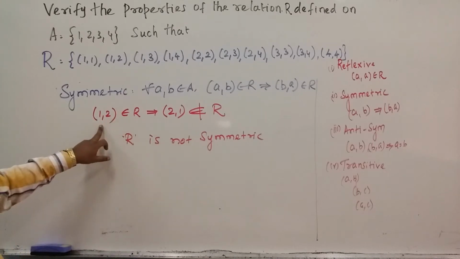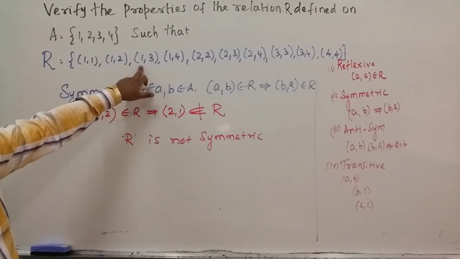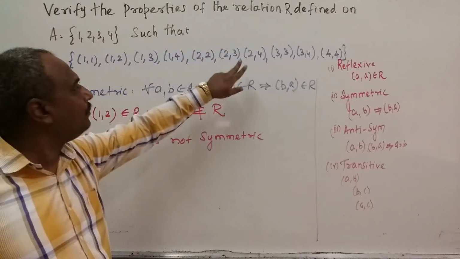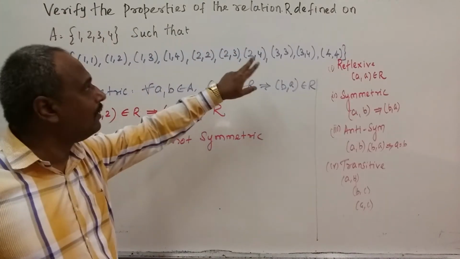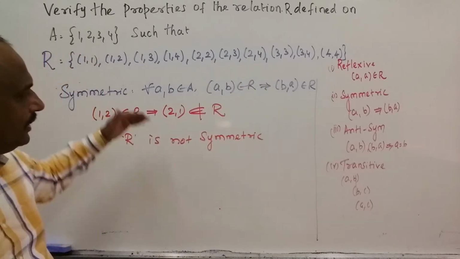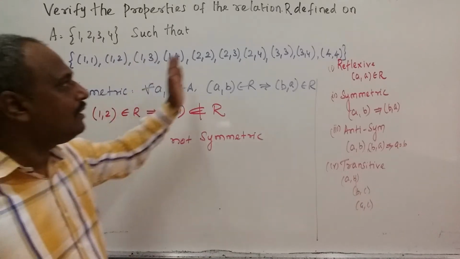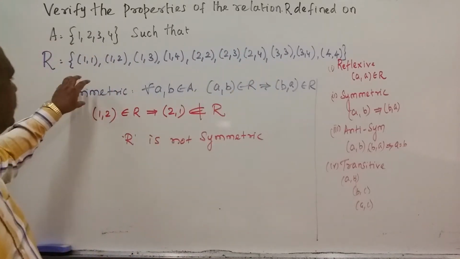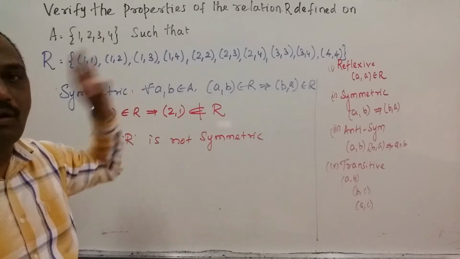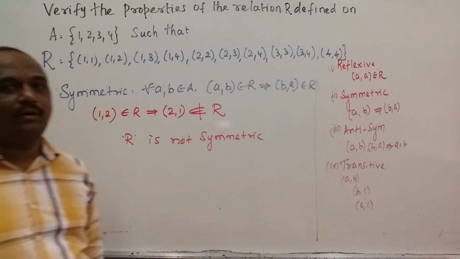Teacher, shall I check only one element? No. You have to check all the elements: (1,2), then you have to take (1,3), then check (3,1), (1,4), (4,1). Like this, you have to check all the combinations. If one exists, you cannot terminate here. You have to continue until you know whether all the elements exist in the relation or not.